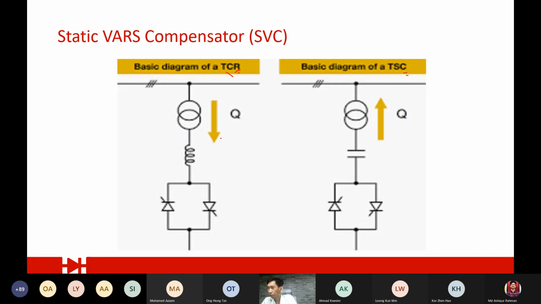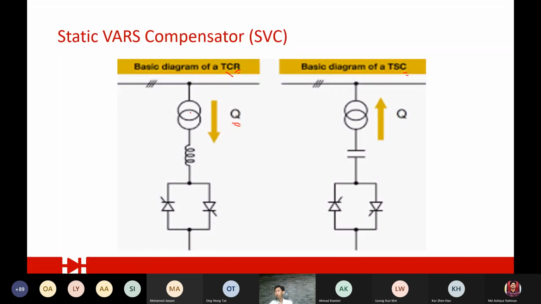So a reactor absorbs the reactive power, so it changes the direction of the reactive power. For a capacitor, it injects reactive power into the grid, so it will cause a change of direction of the reactive power. If you turn it off, then nothing happens. It will just flow according to the load. So if you want to change the direction of the flow, then you switch them accordingly.